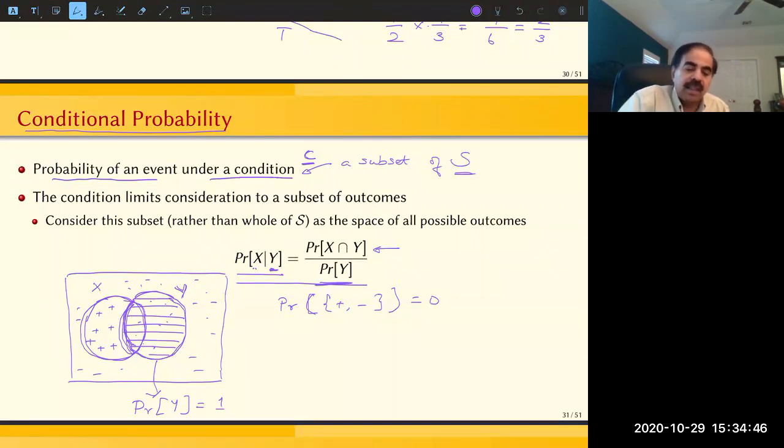And the effect of saying that probability of Y equal to 1 is obtained by simply dividing this area by that area, right? So that's what we are doing, because Y is everything. And so if we divide this area by that area, that gives you this conditional probability. Okay.